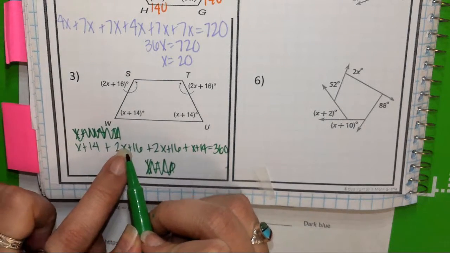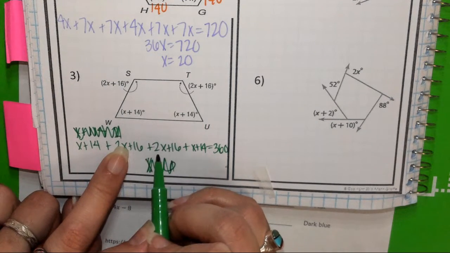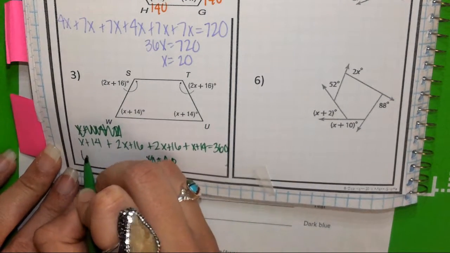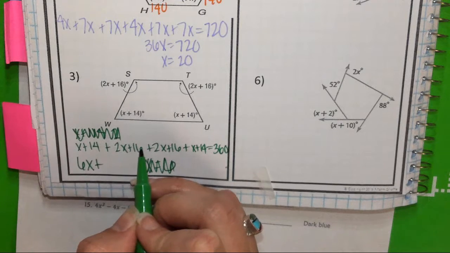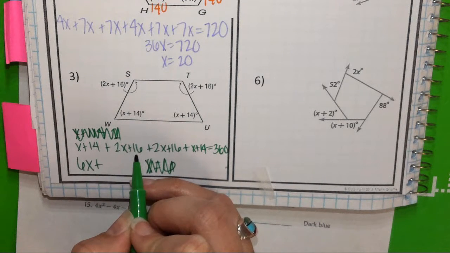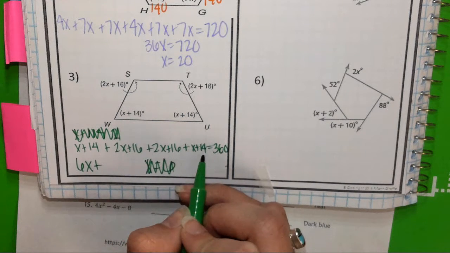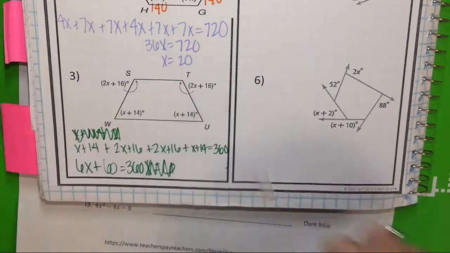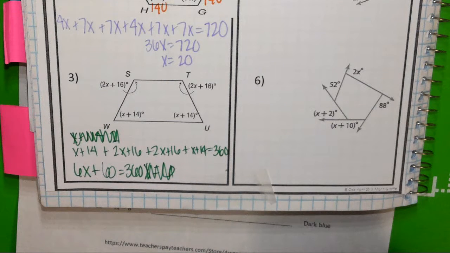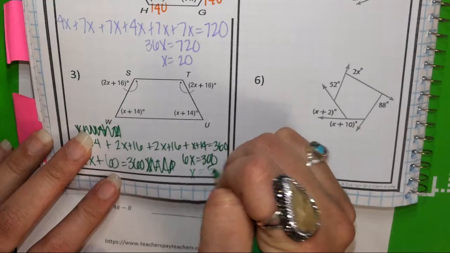Alright, x plus 2x is what? What is 1x plus 2x, plus 2x plus x? Okay. Now 14 plus 16 is? 30. Plus 16 plus 14 is? 60. And then we subtract 60 and we get 300, right? So you should get 6x equals 300. So x equals 50.